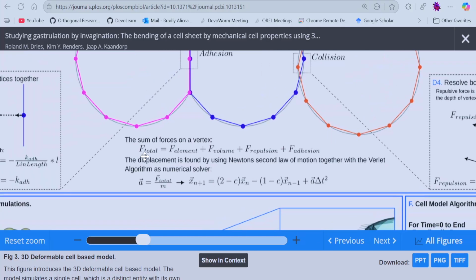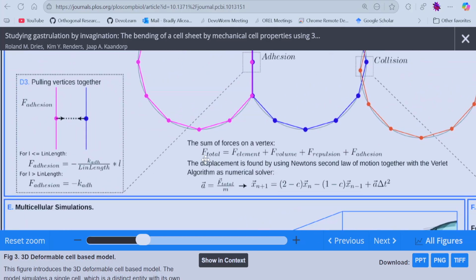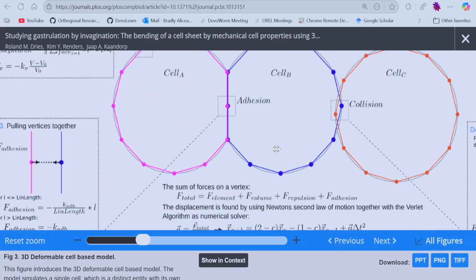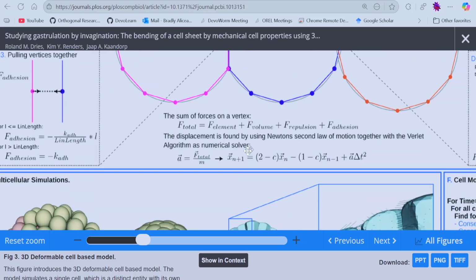They manage this as an additive model where the total forces are each element plus the volume plus repulsion plus adhesion. So all these components go into the sum total of forces. There's the force of adhesion, the force of repulsion as a result of collision, each element, and then the volume itself. The displacement is found by using Newton's second law of motion together with the Verlet algorithm as the numerical solver, and this is the equation here.